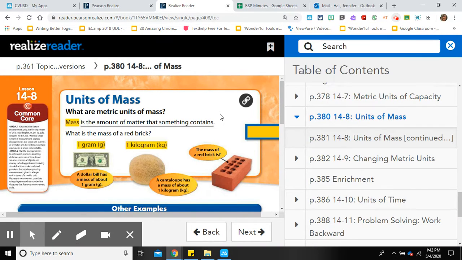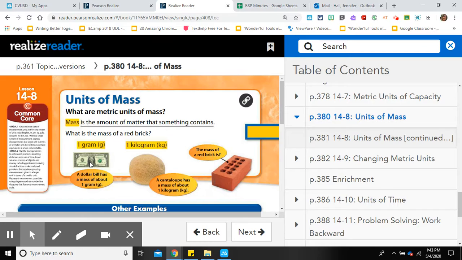Sorry about that, guys. Okay, so lesson 14-8, units of mass. We have grams. Remember, mass is about weight, how much something weighs. The weight of a dollar would be in grams. It's very, very light because a dollar barely weighs anything, right?